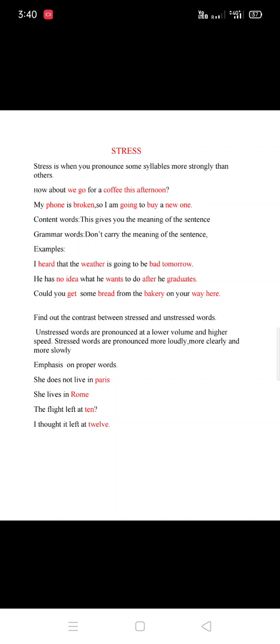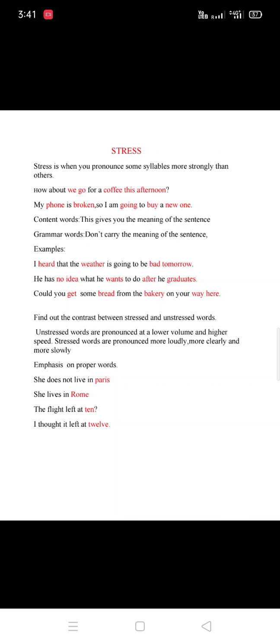Here you can see some examples are written, and I am going to read the sentences. Listen to me carefully. I heard that the weather is going to be bad tomorrow. He has no idea what he wants to do after he graduates. Could you get some bread from the bakery on your way here? So, you can hear that I am putting stress on some particular words or syllables.